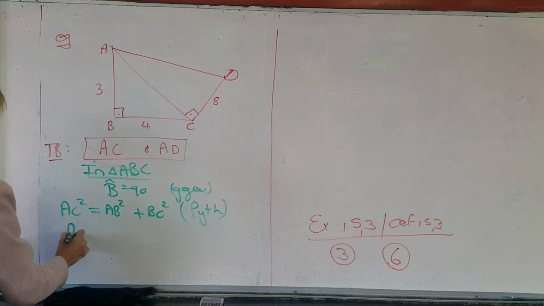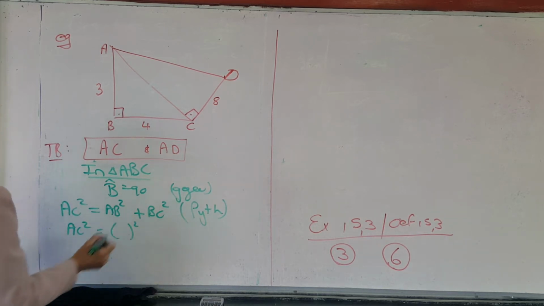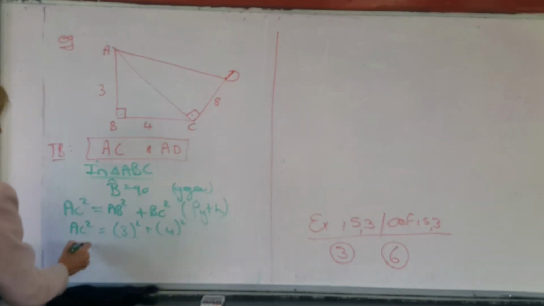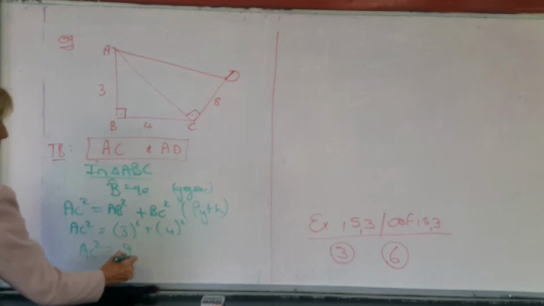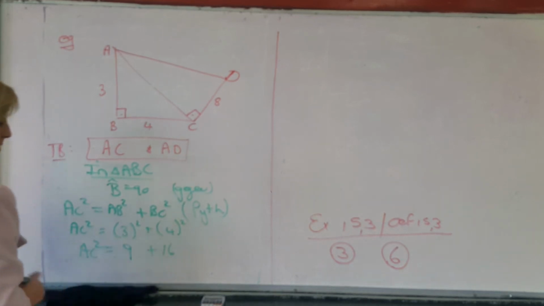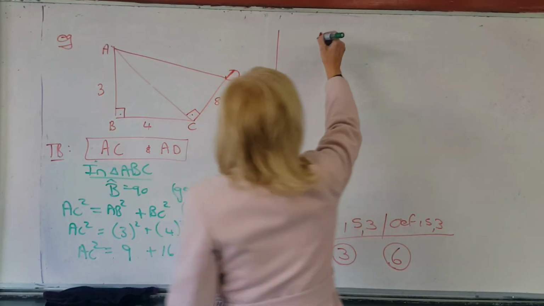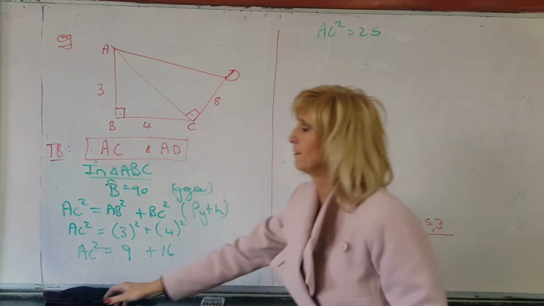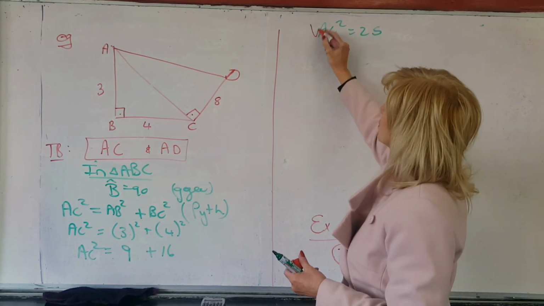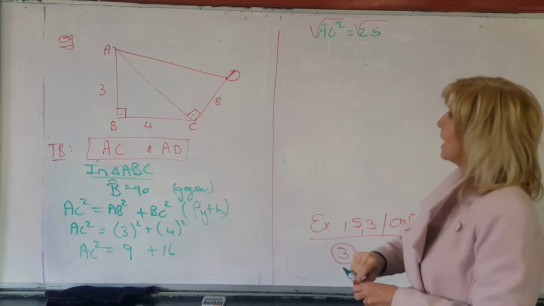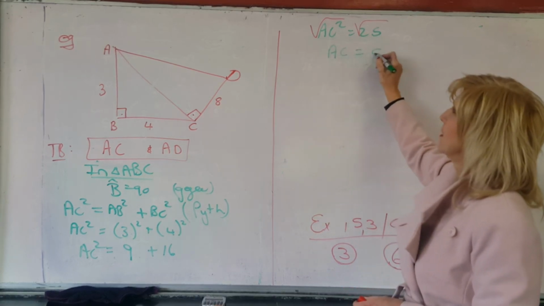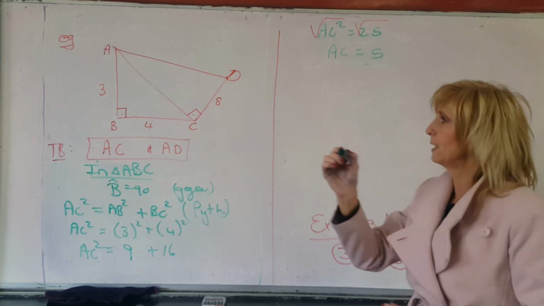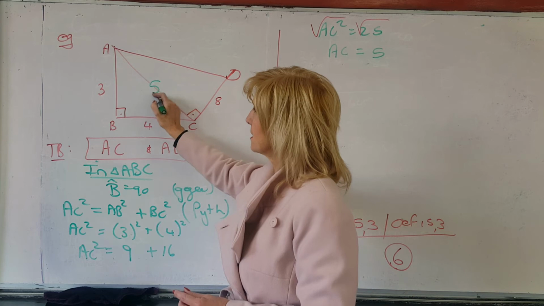Nou vervang ek. So AC kwadraat is, AB se kwadraat, AB wat 3 is, en BC wat 4 is. En dan gaan ek uitmaal, 3 mal 3 is 9, 4 times 4 is 16. So AC squared is equal to 25. Dan moet jy aan al twee kante die vierkantswortel neem to get the square away. I root both sides and I've got AC equals 5, the square root of 25. So now I can go back with my color pen on the sketch and say this is 5.